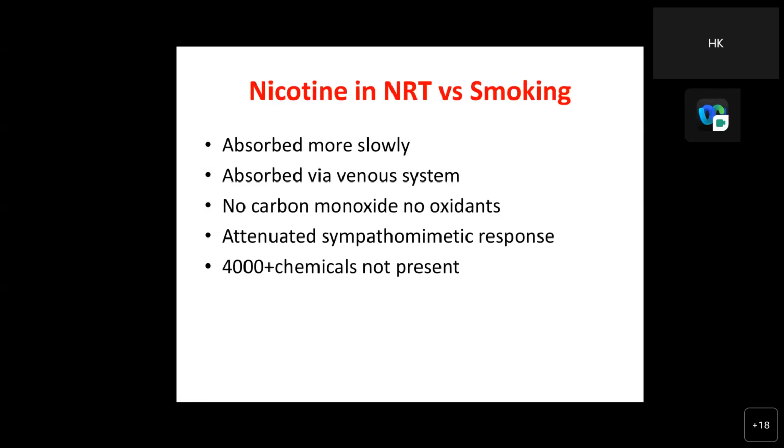What is the difference between the nicotine in NRT and the nicotine in smoking? Nicotine in NRT is absorbed more slowly, and it is absorbed by the venous system. No carbon monoxide, no oxidants. There is an attenuated sympathomimetic response, and the other toxic chemicals present in the smoke are not present.